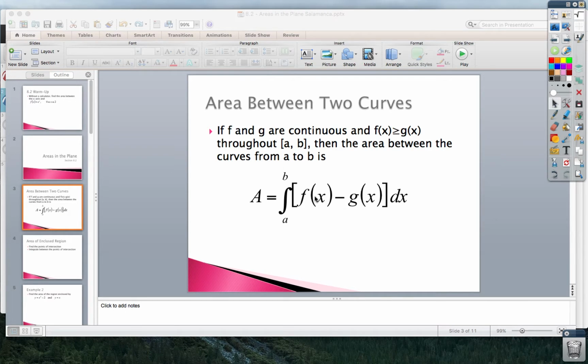Now, when we do that, we're literally finding the area in between the two functions. So we'll set up our limits from a to b, keeping in mind that a and b are the intersection points of both functions. And then f of x is the function that is above the second function, g of x. I know that may not make sense, but we will talk about it with the next example.